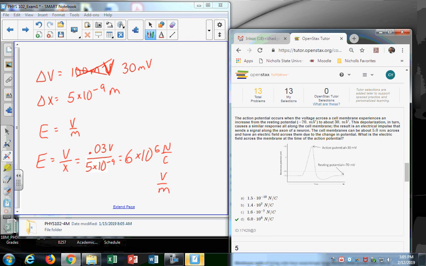Just knowing the units for that will help you to remember that the electric field is just the voltage divided by the distance. This problem was a little more complicated because they give you the resting potential, but the resting potential is not really important. Really what you're looking at is I have a cell membrane, and the difference between this point and this point is 30 millivolts. That's our action potential that causes the propagation of this electrical signal along the axon of your neuron. Okay? Yeah, Seth?